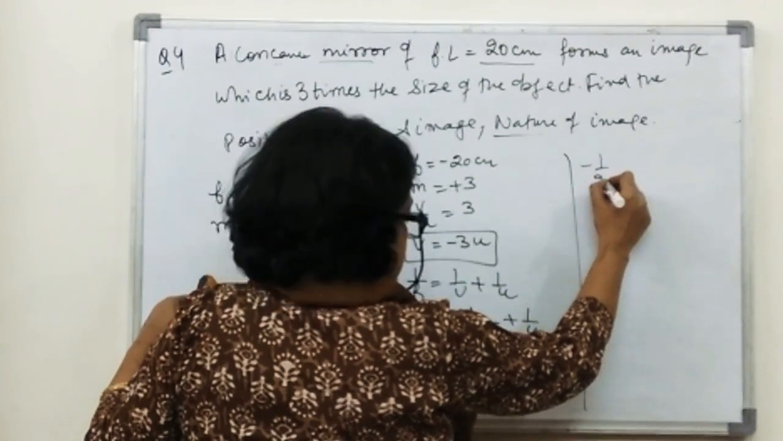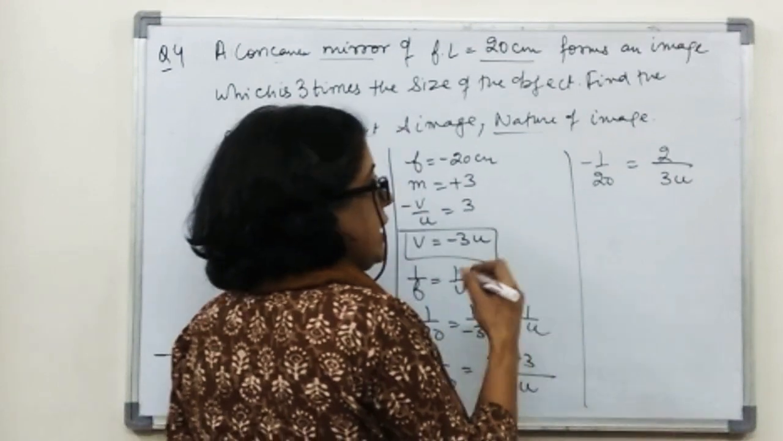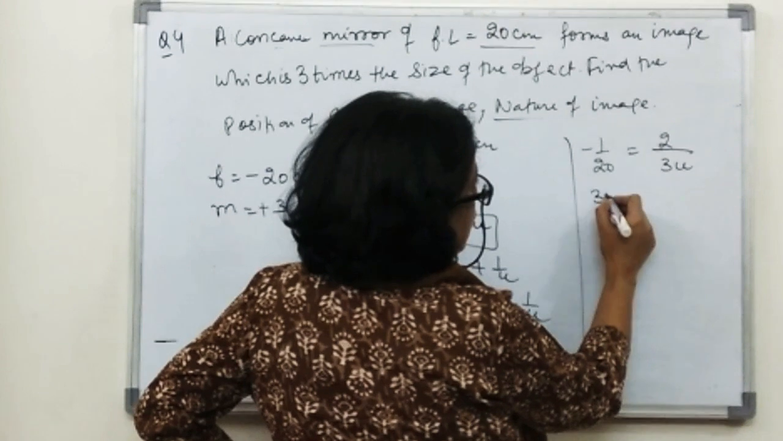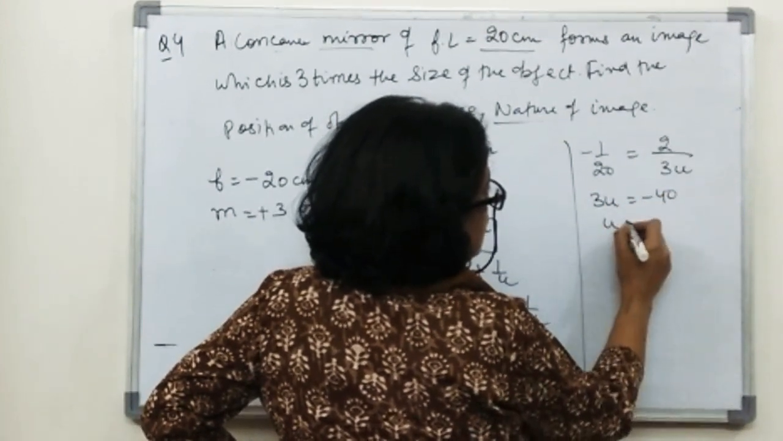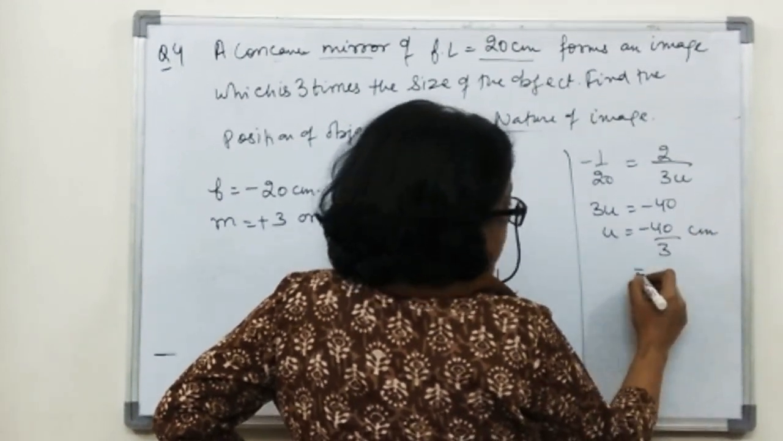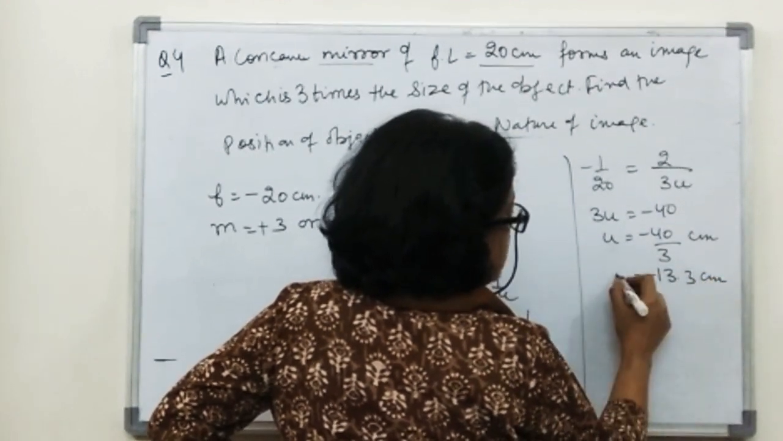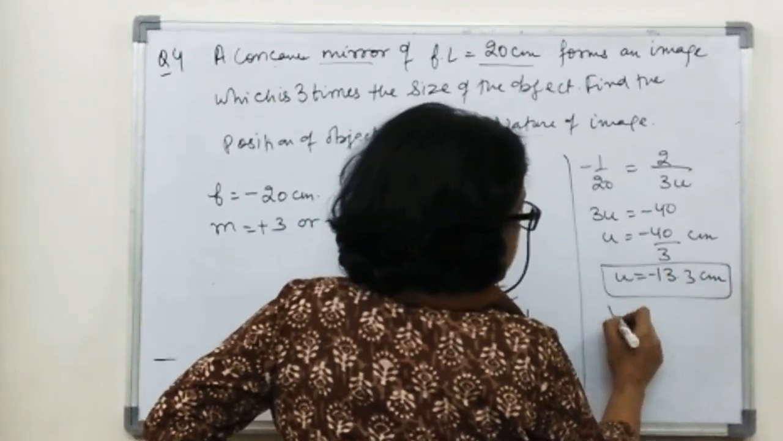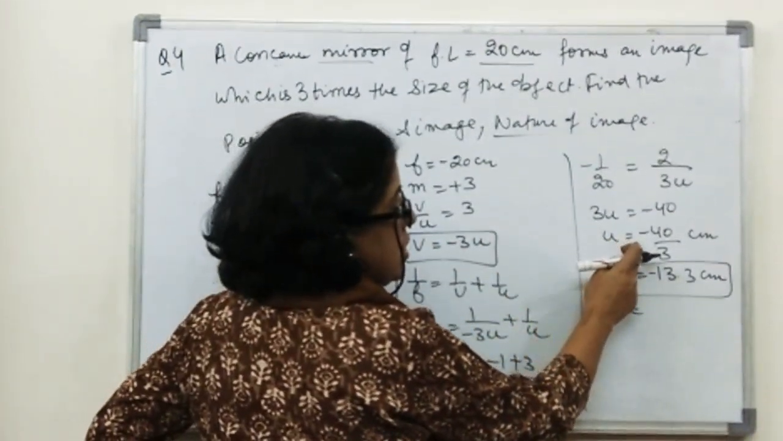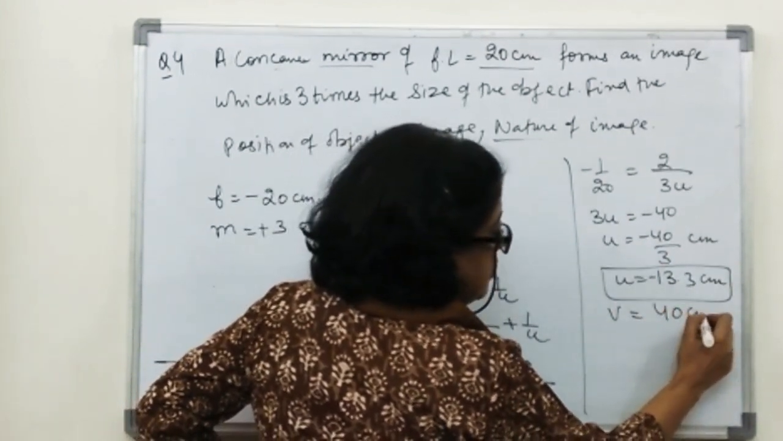Minus 1 by 20 is equal to this. It is simple mathematics, but you have to be very careful while doing these steps. A small mistake can make the question go all wrong. Now we cross multiply, 3U is equal to minus 40 and U is equal to minus 40 by 3 centimeters, or we can also say minus 13.3 centimeters. This is the value of U. What will be the value of V? V is minus 3U, minus 3 into this, and that will be 40 centimeters.